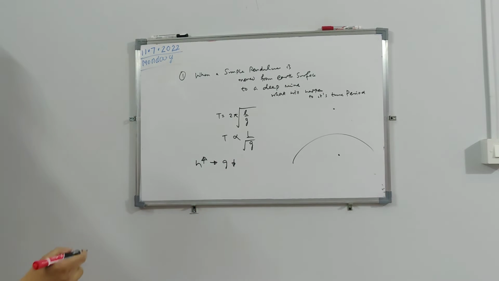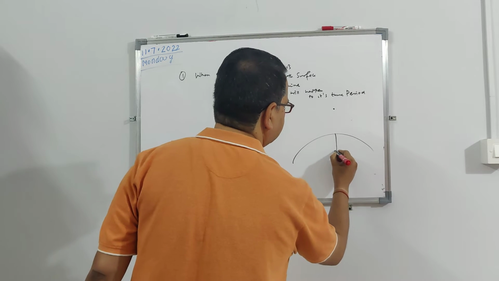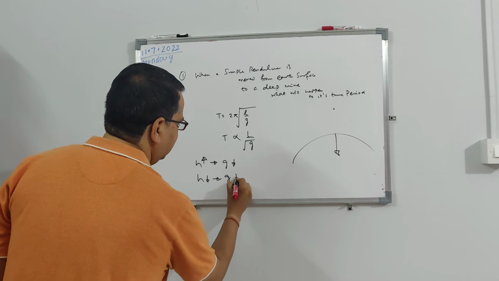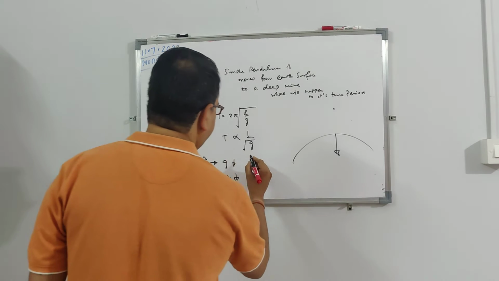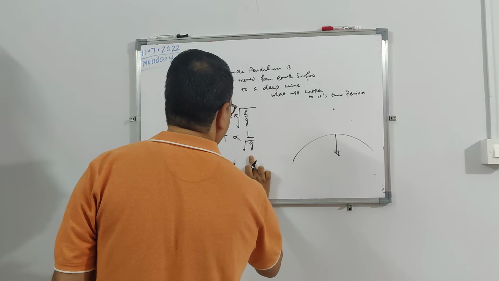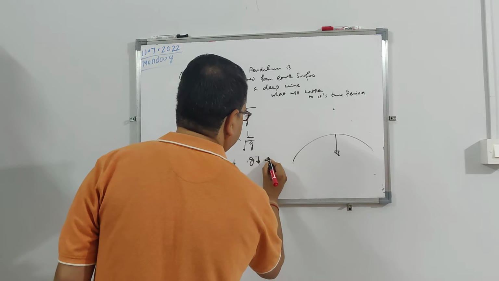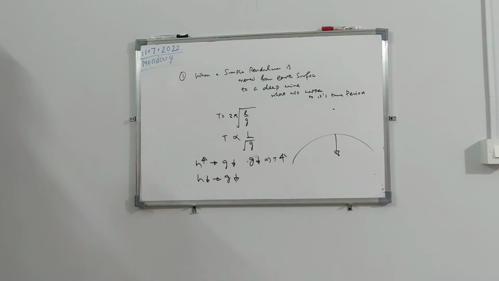Similarly, when height decreases, like when I am going inside, G also decreases, but the magnitude of decrease is different. That formula you know. But in both cases G decreases. So if G decreases, it implies the time period increases, right? So the answer is the time period will increase.